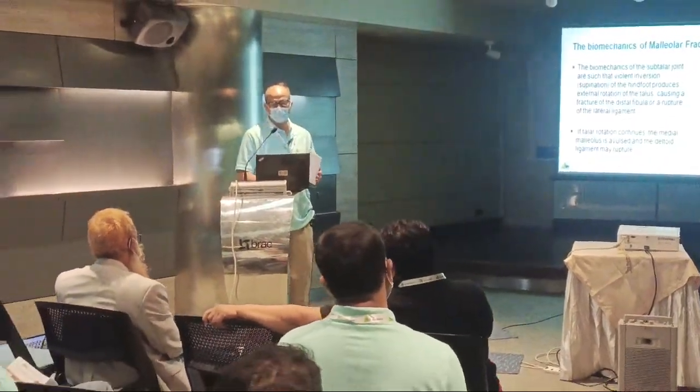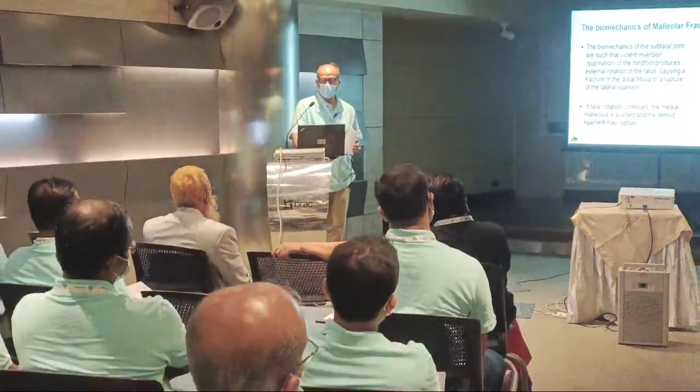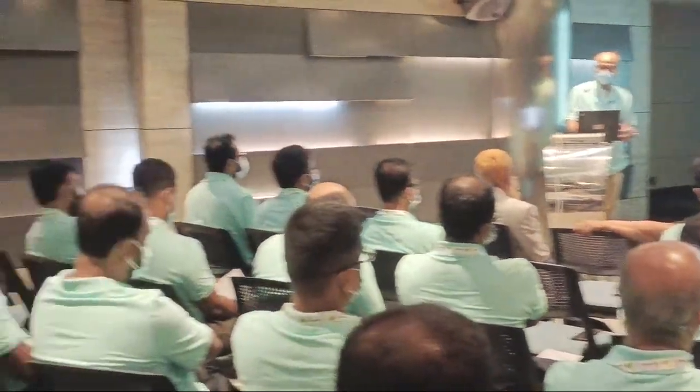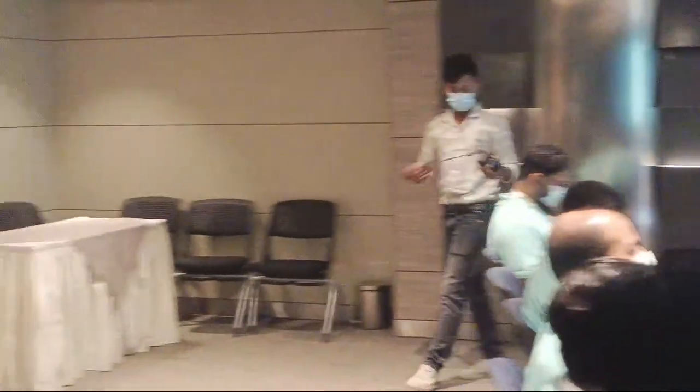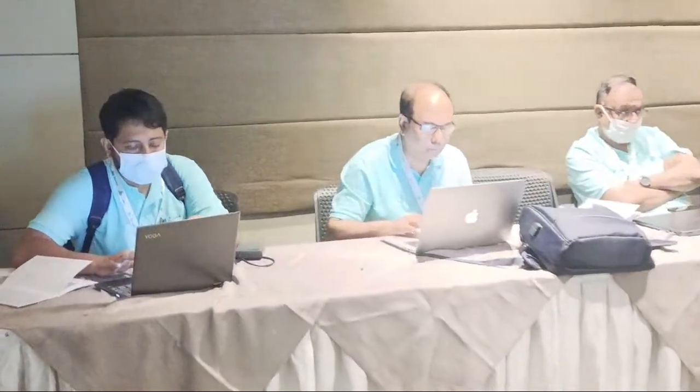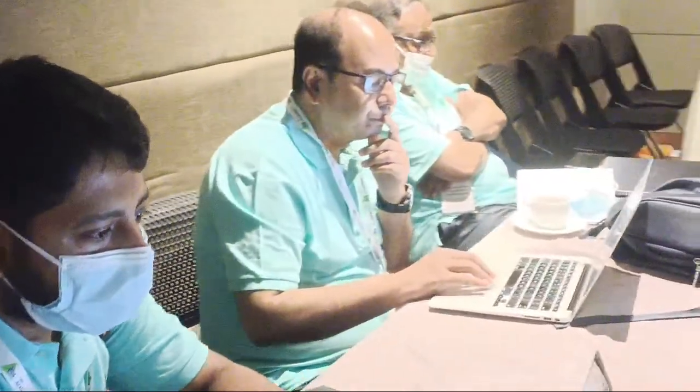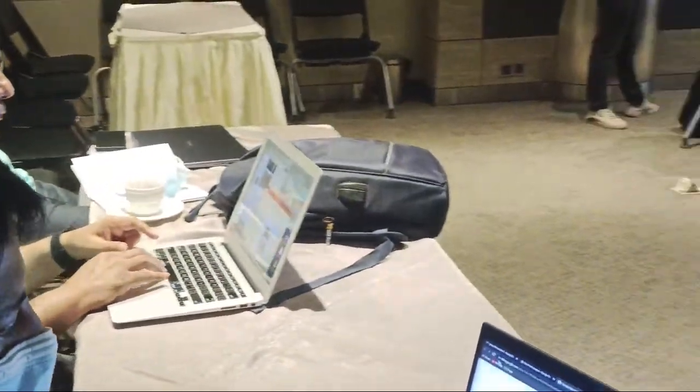If talus rotation continues, the medial side is affected and the deltoid ligament is ruptured, and the force keeps going on and on. So there are so many things, essentially the eversion side, the oblique side.